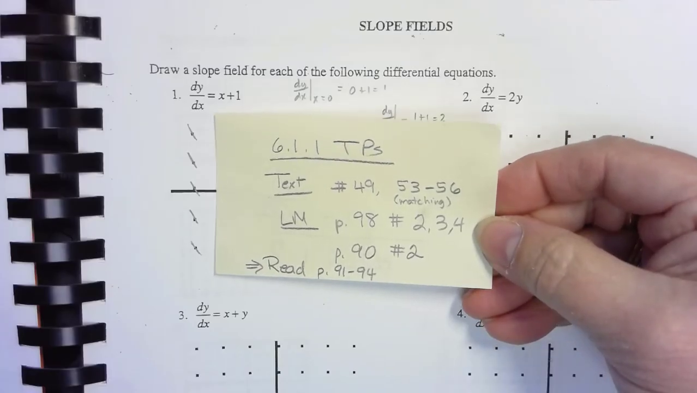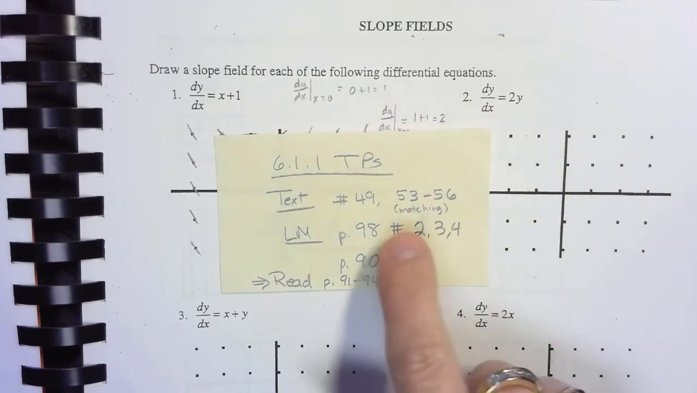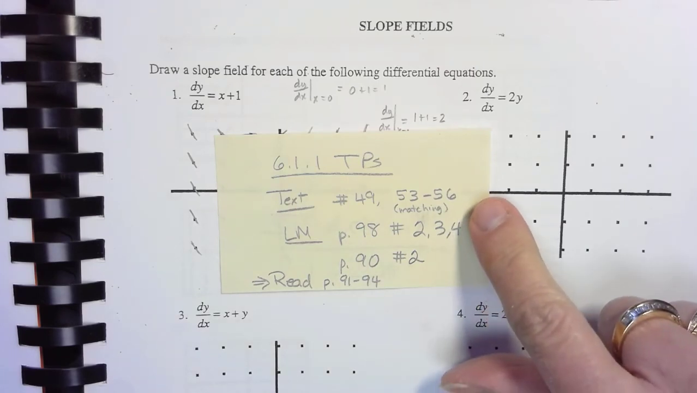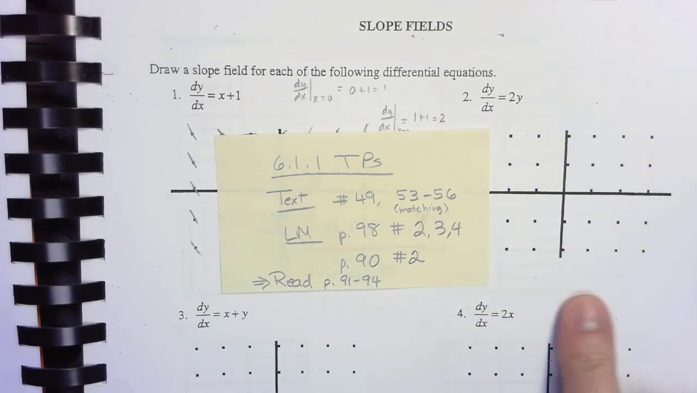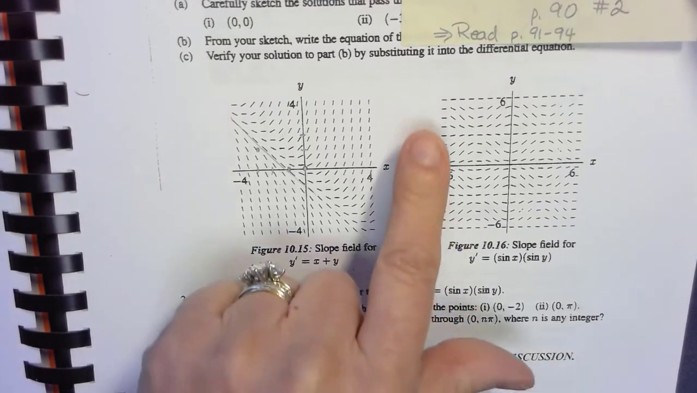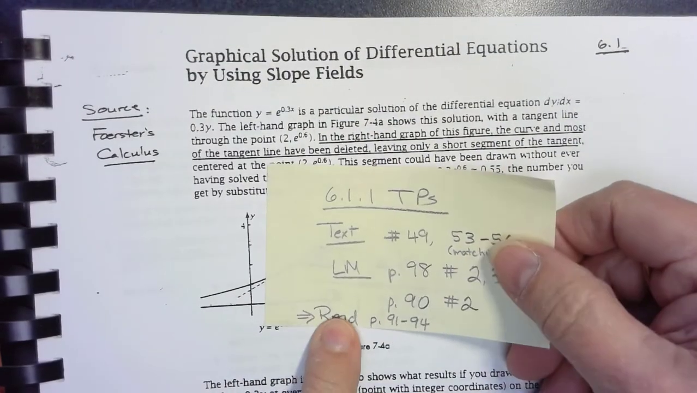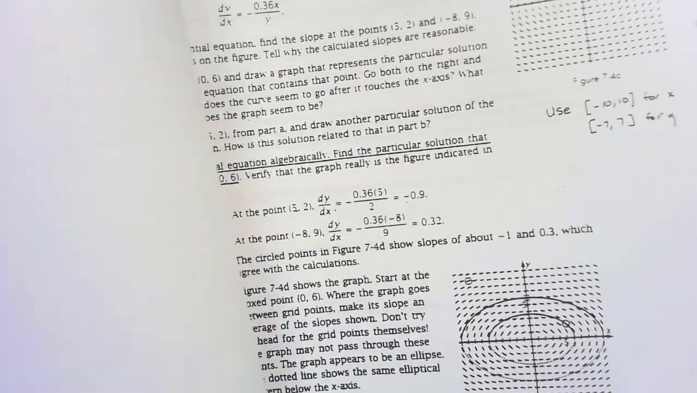So your TPs for section 6.1, part 1, will be problems from the text, 49, and then 53 through 56 is a matching. And then the lecture manual, this page, you're going to do 2, 3, and 4. Then you're going to back up to page 90 and do number 2. And then you are going to read, and I do mean read. I've even underlined important things, pages 91 to 94.